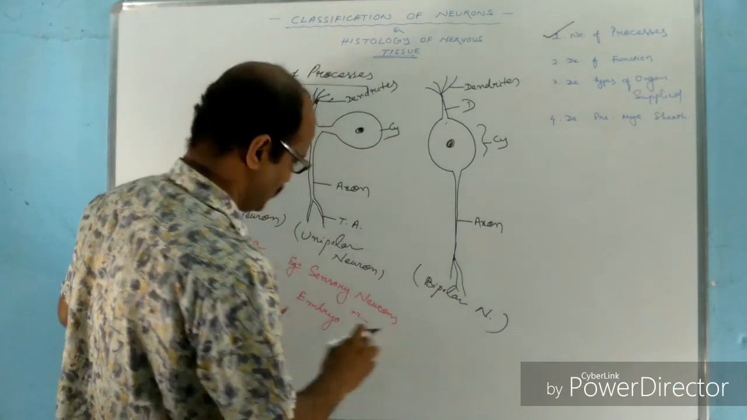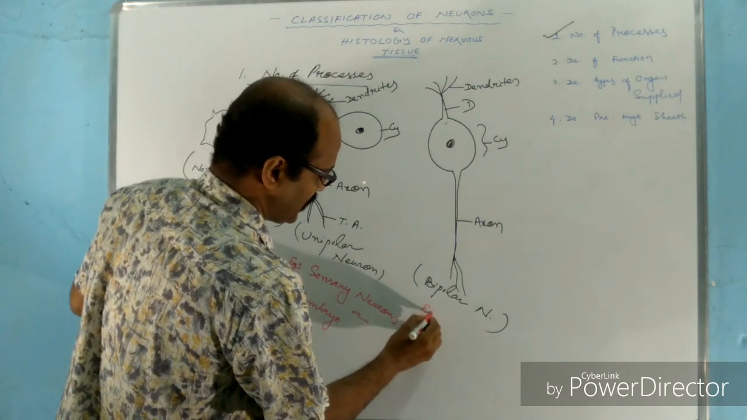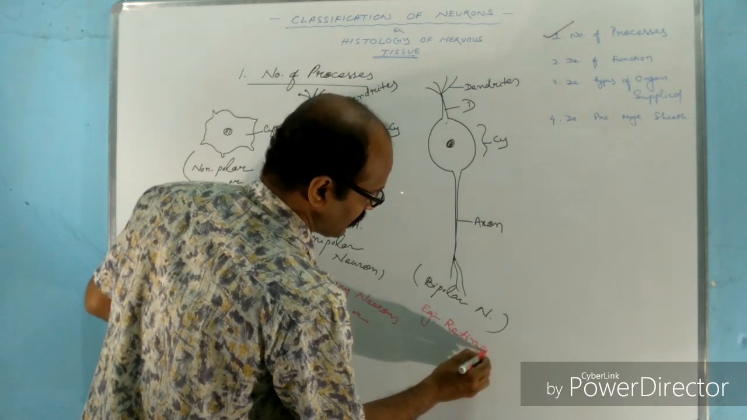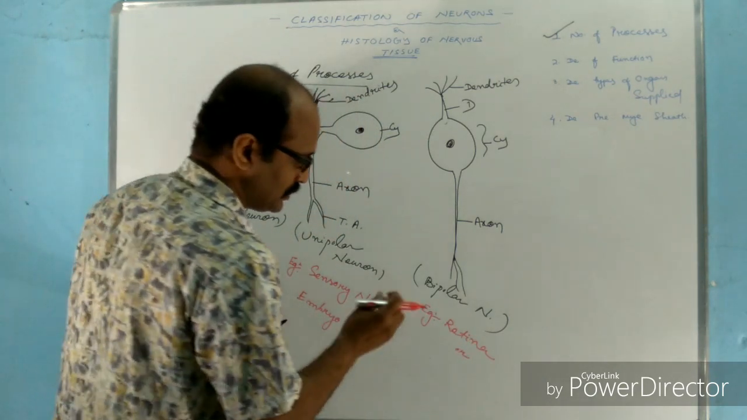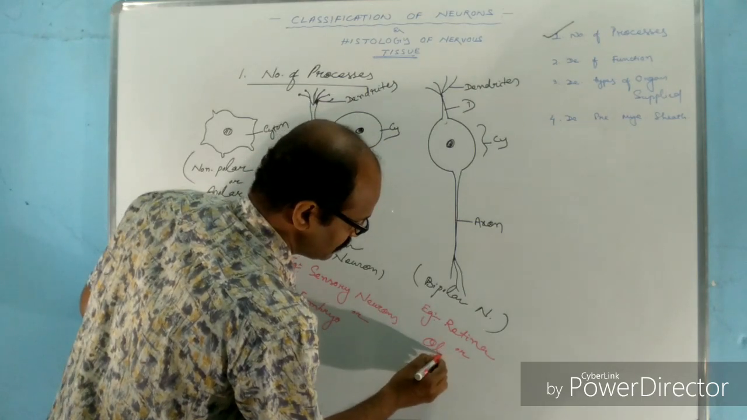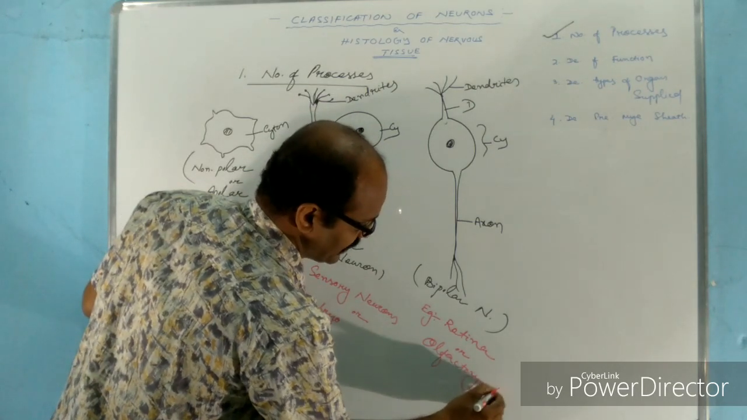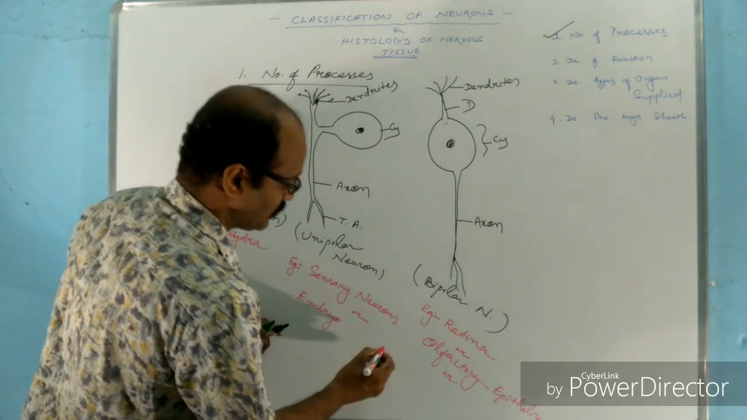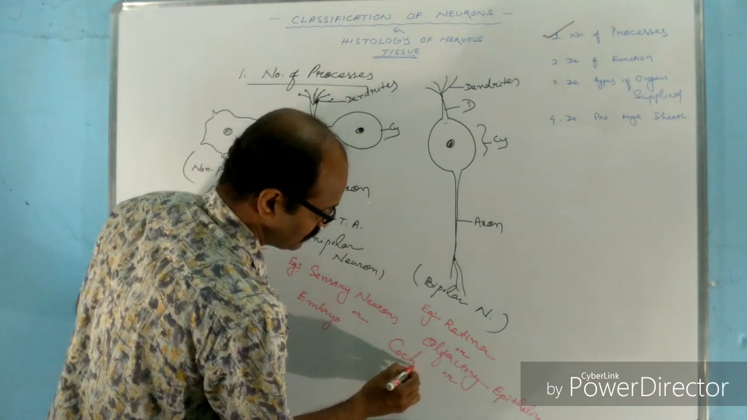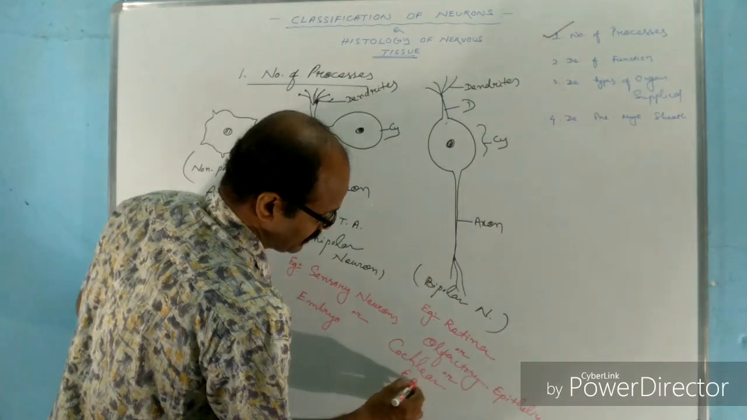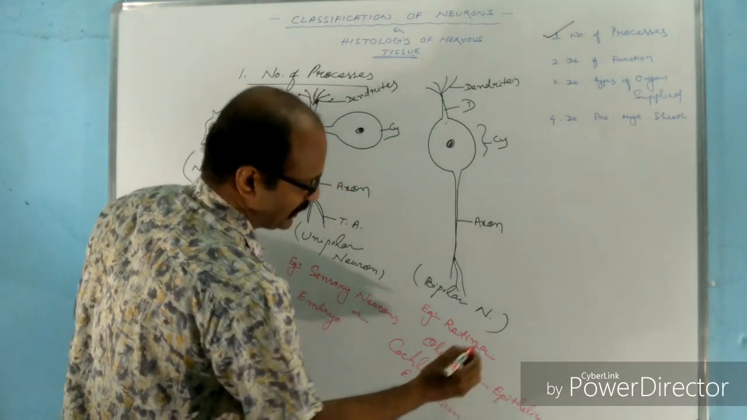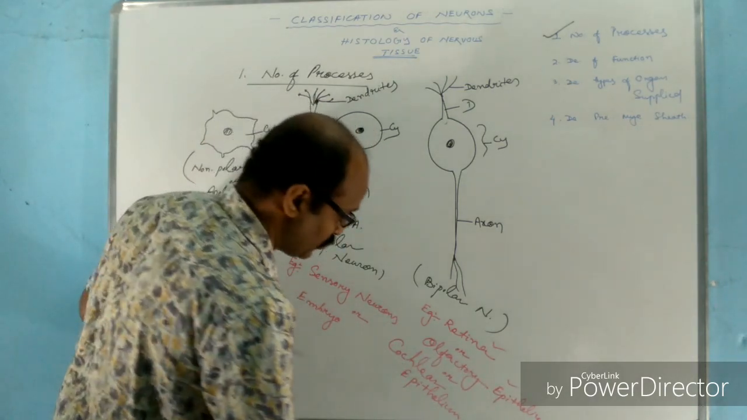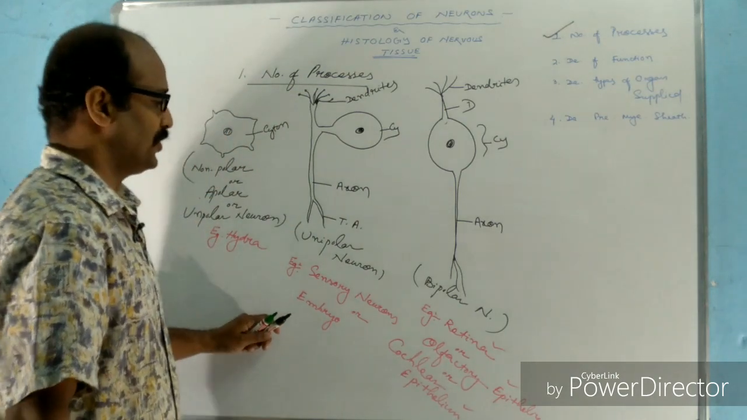Bipolar neurons. Such bipolar neurons are actually present in the retina, retinal neurons, in the olfactory epithelium, and also in the cochlear epithelium. Retina is present in the eye, olfactory epithelium is present in the nose, and cochlear epithelium is present in the ear.